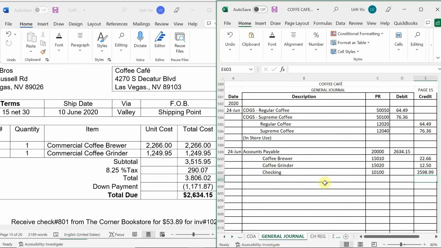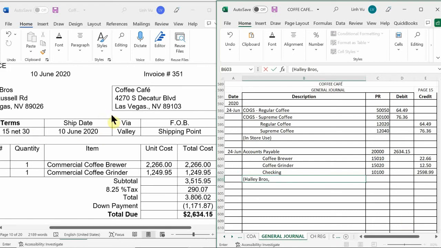Okay, and I have all the information that I need, right? I have who I wrote to, Haley Bros. Okay, what invoice number is this? Invoice number 351. Okay, I received 1% discount. Okay, and I did a check number 1525.